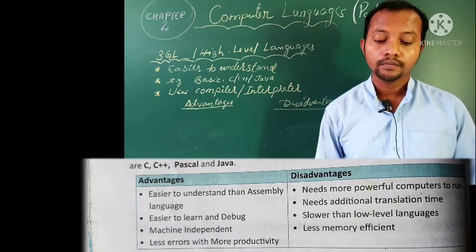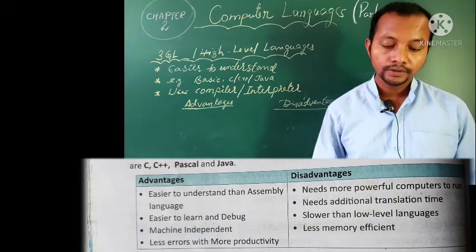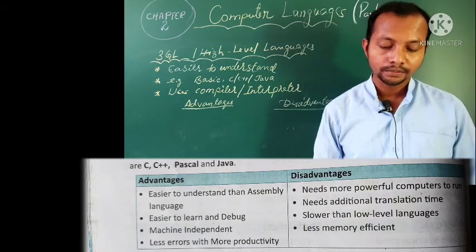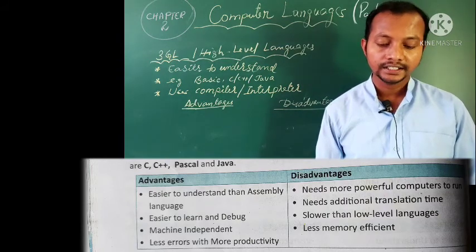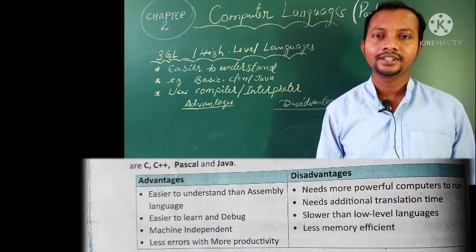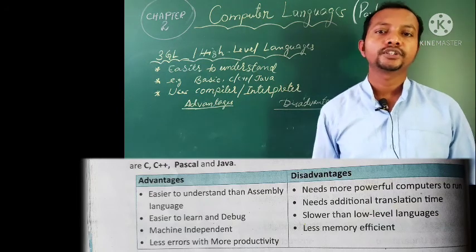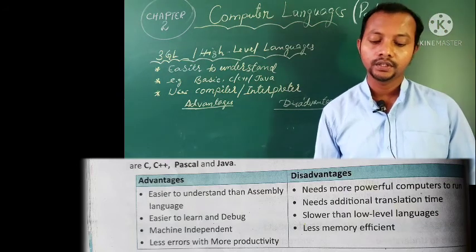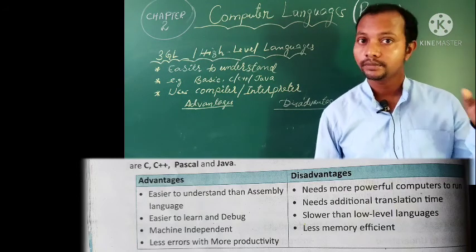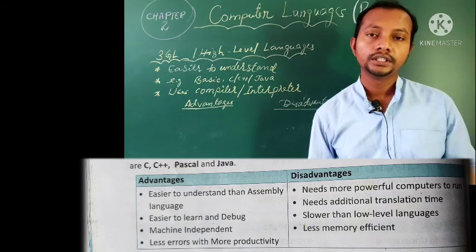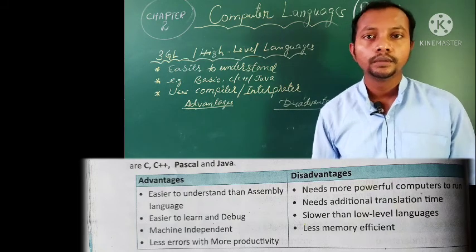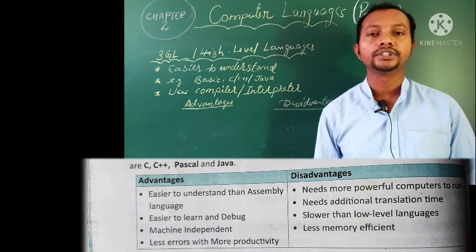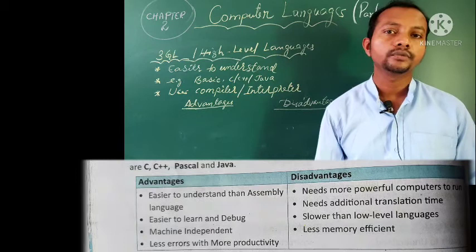Disadvantages: needs a powerful computer to run. The computer has to be a very strong one because so many devices will be connected. Then needs additional translator time. Again, if we speak directly we take a short time, if we need somebody to translate we take more time. Slower than the low level language. Low level language was very fast because that was machine language. This is a human language changing into machine language, so it is slower. And less memory efficient. Memory efficiency also is very low.